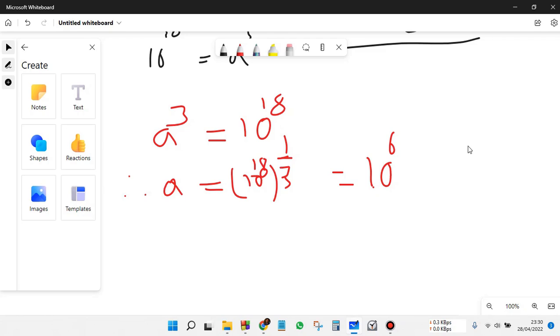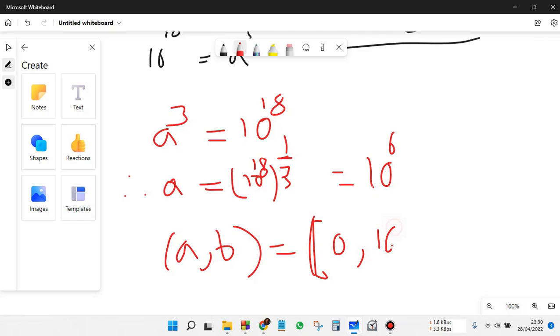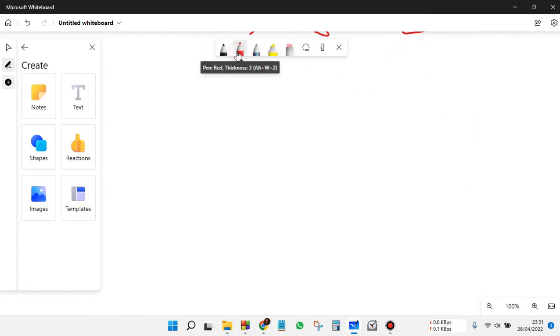Now using some examples, after many observations we can find that the a and b values are always in the range 0 to 10 to the power 6. Now I think it's very easy to solve the problem. So next, we find out how to solve the problem.